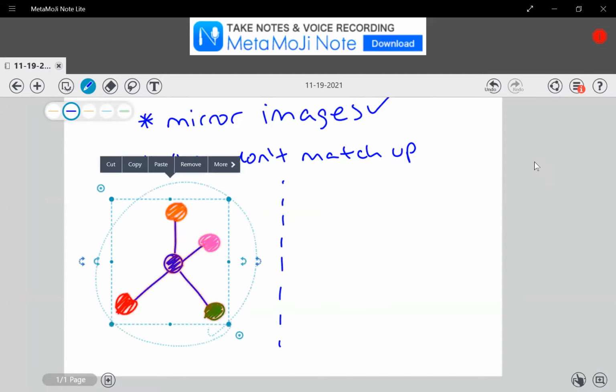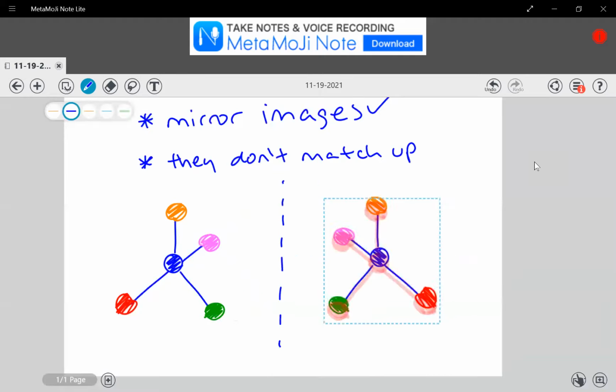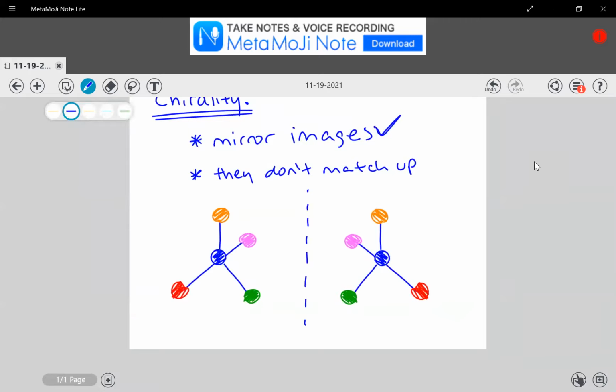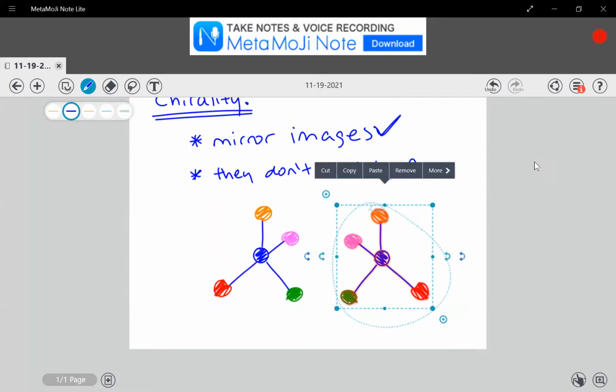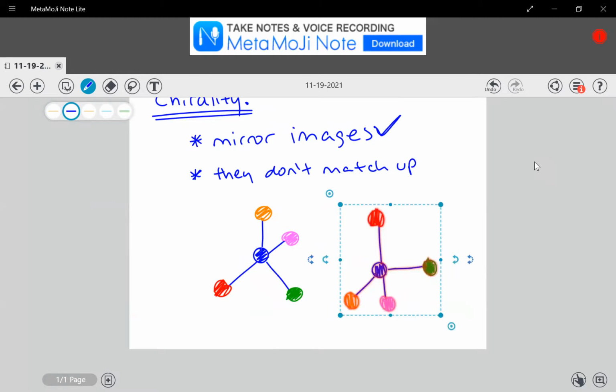I'm gonna go ahead and flip it. There we go. They are mirror images. Another check. Yay. No, they don't match up. Let's put one here and let's start rotating. No, maybe, no. Yeah, if this orange right here were red and this red right here were orange, then I think it could match up, but it's just not meant to be.